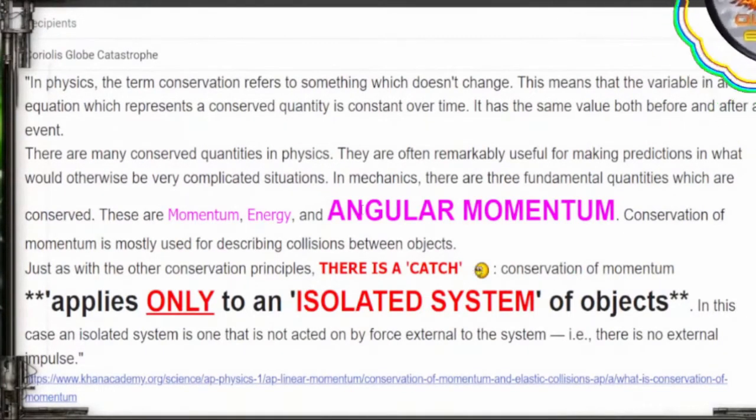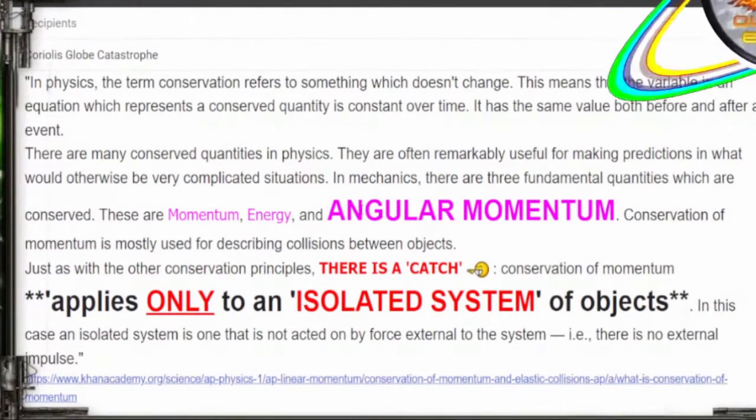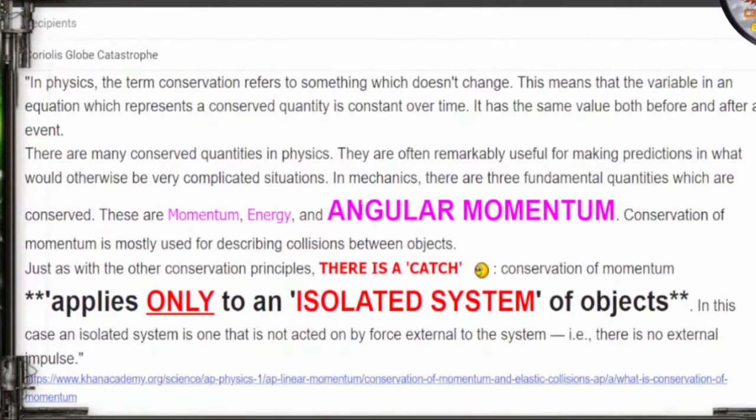In mechanics, there are 3 fundamental quantities which are conserved. These are momentum, energy, and angular momentum. The conservation of momentum is mostly used for describing collisions between objects. When do we describe collisions between objects in our genre? Never. Listen up. This is the really, really important part. Just as with the other conservation principles, there's a catch.